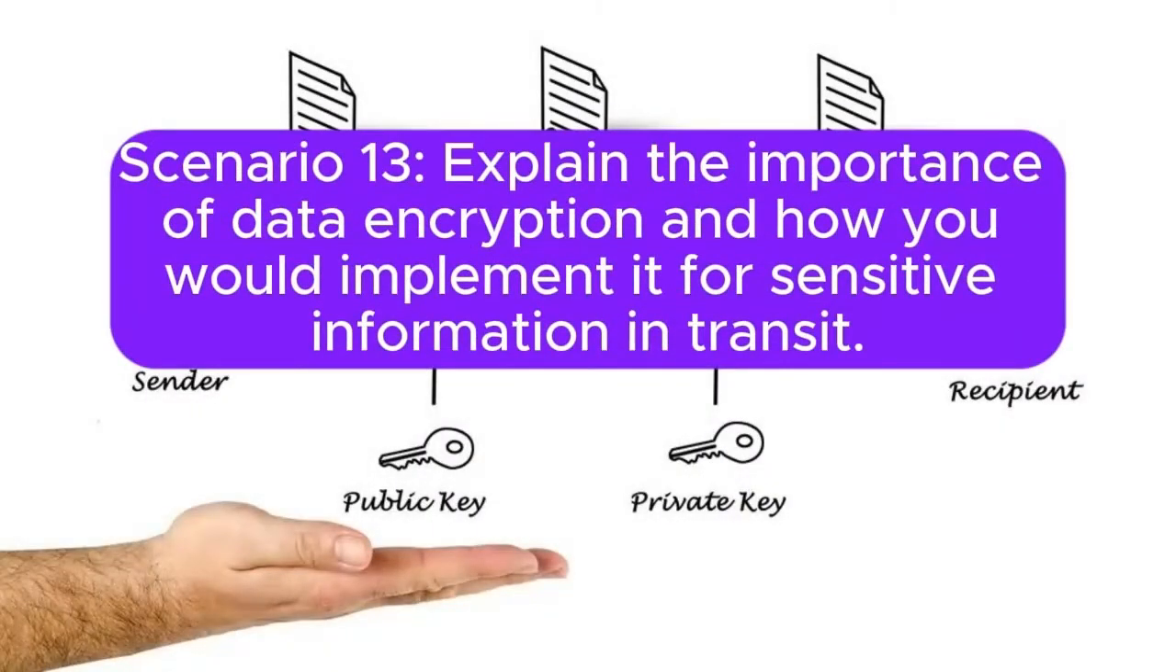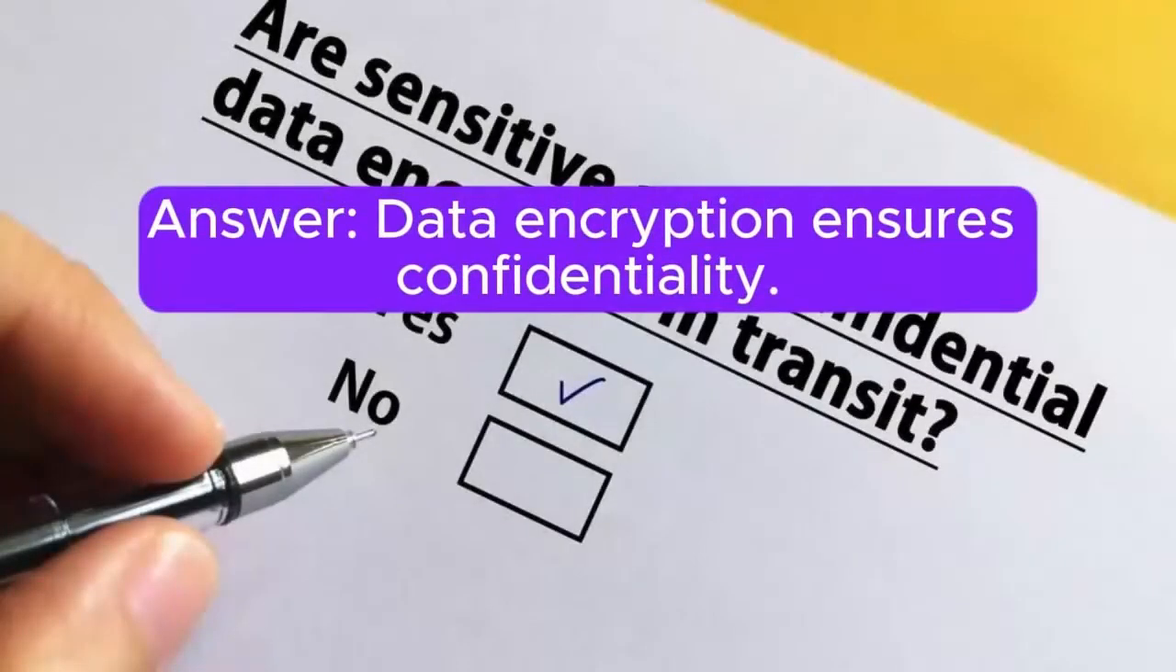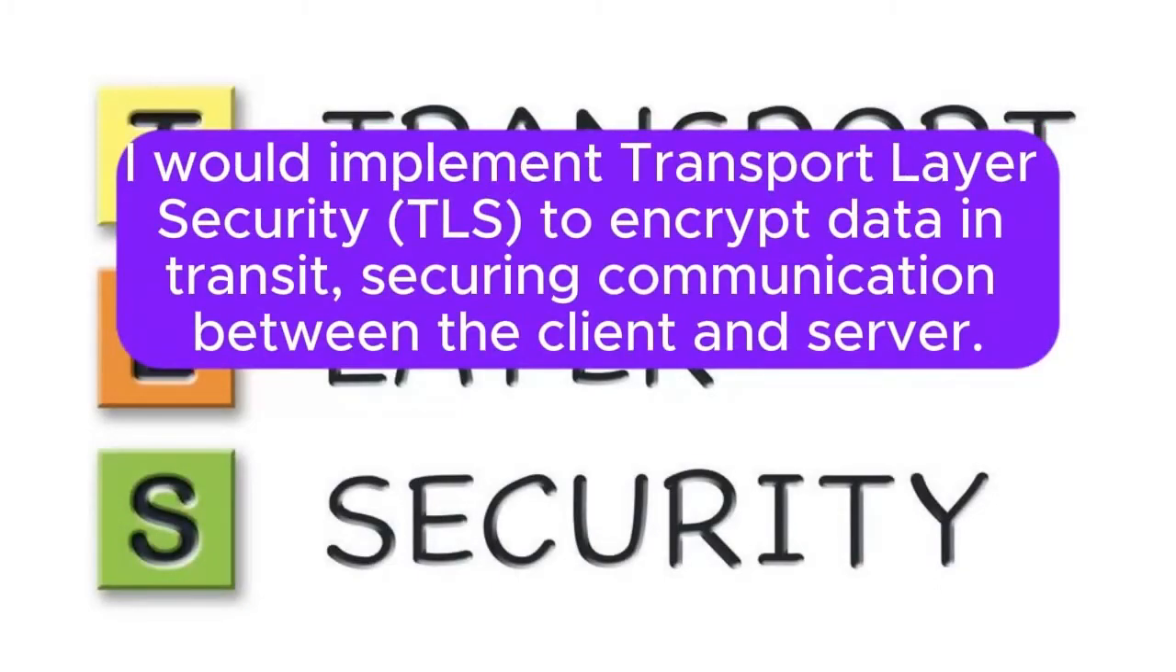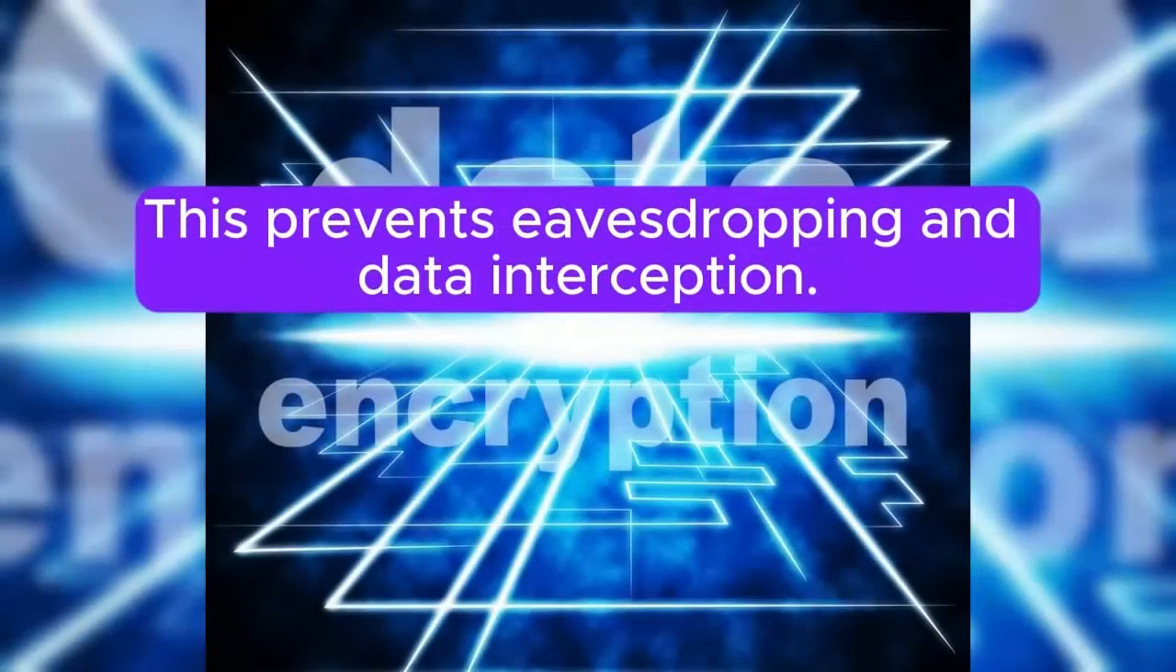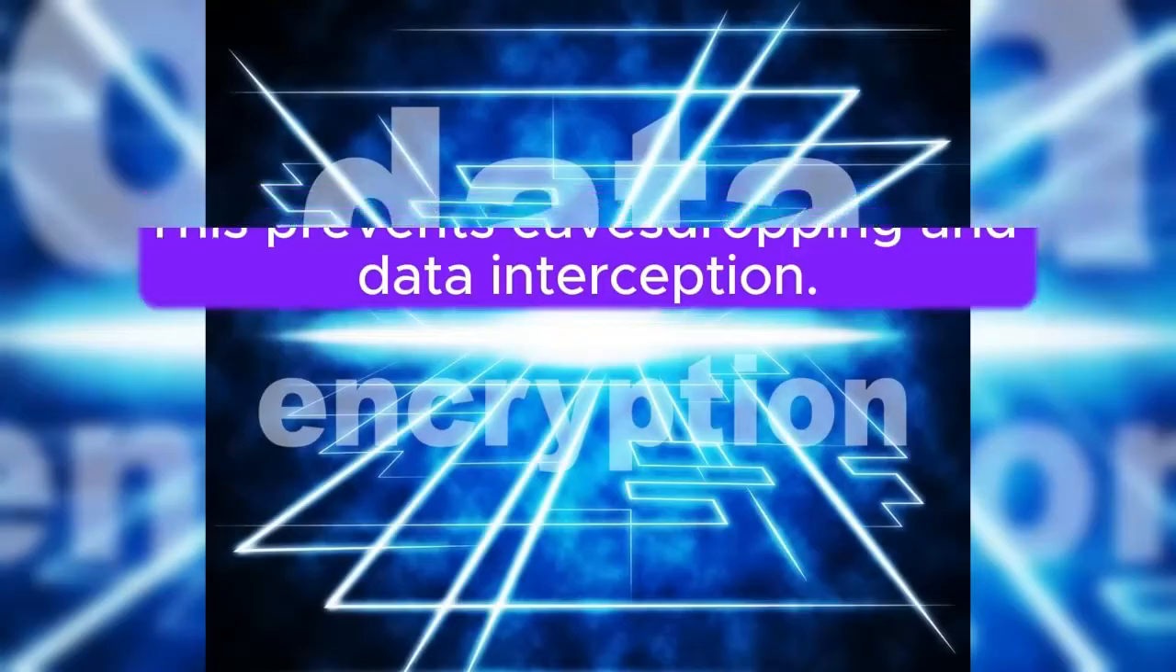Scenario 13: explain the importance of data encryption and how you would implement it for sensitive information in transit. Answer: data encryption ensures confidentiality. I would implement Transport Layer Security (TLS) to encrypt data in transit, securing communication between the client and server. This prevents eavesdropping and data interception.